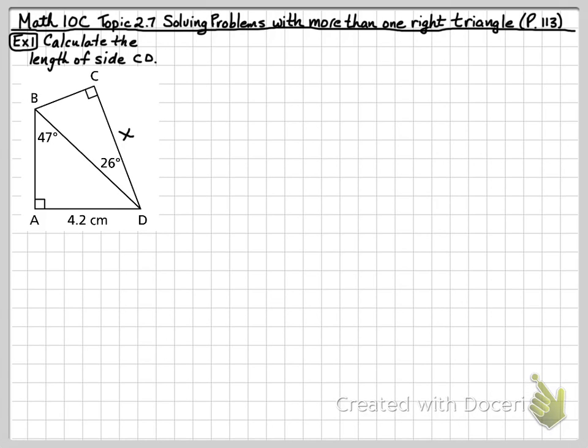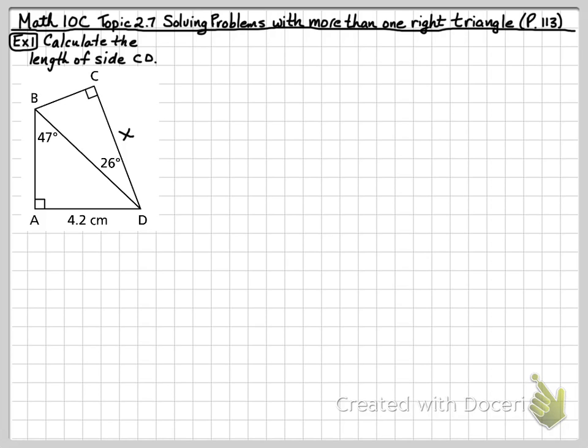Today in Math 10C, we're looking at topic 2.7, the last topic in chapter 2 on trigonometry, and this is solving problems with more than one right triangle, starting on page 113. In example 1, we're asked to calculate the length of side CD. Well, we're going to call that side X.